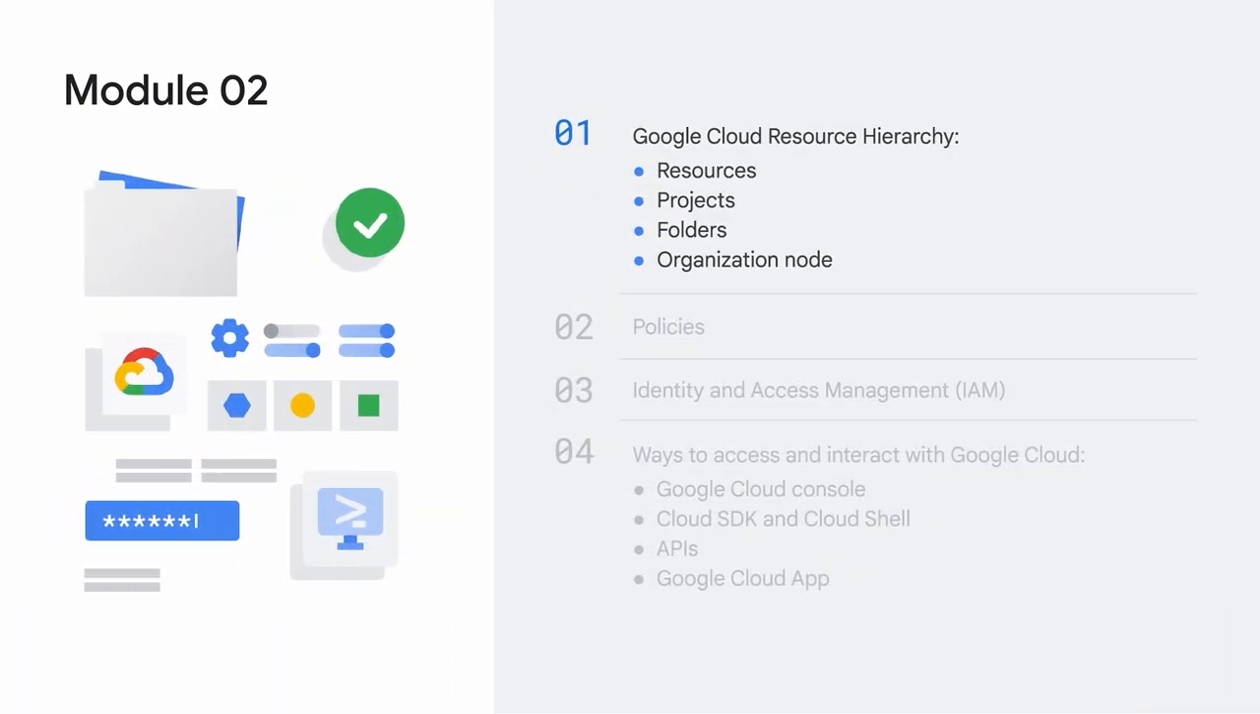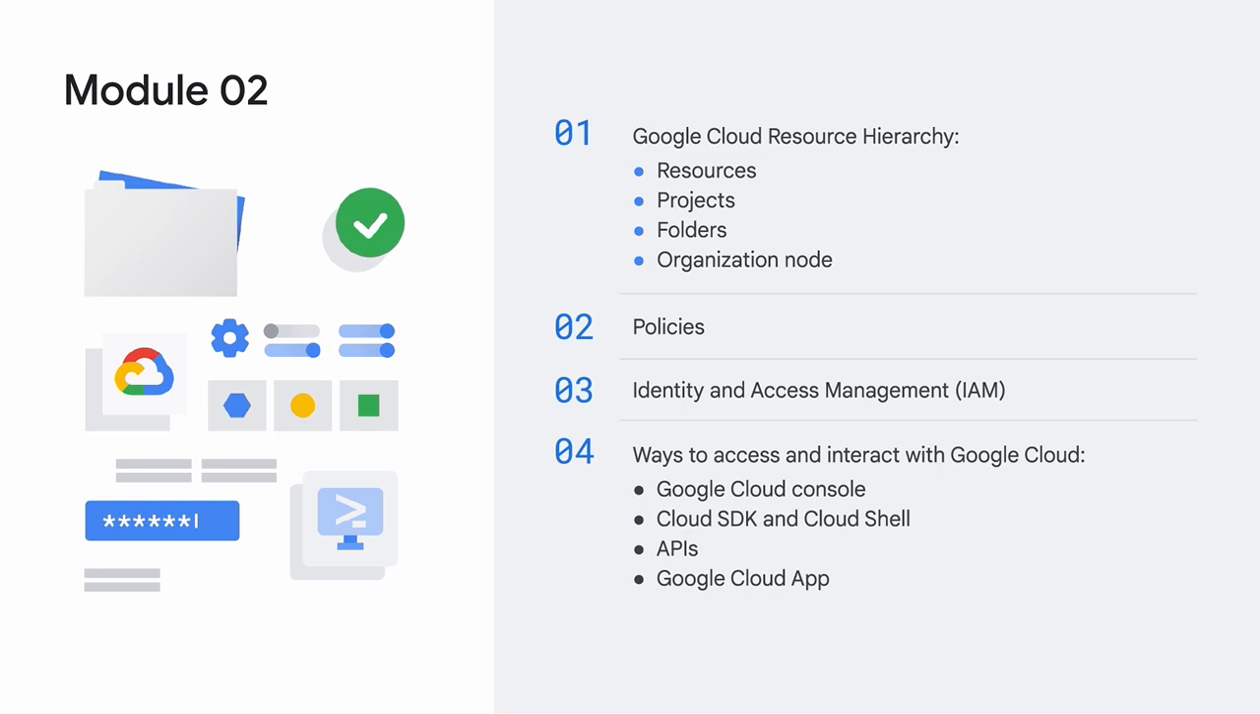In Module 2, you learned about the Google Cloud resource hierarchy, which is made up of 4 levels: resources, projects, folders, and an organization node. You also learned about defining policies and their downward inheritance, when to use identity and access management, or IAM, and the 4 ways to access and interact with Google Cloud through the Cloud Console, the Cloud SDK and Cloud Shell, APIs, and the Google Cloud App.